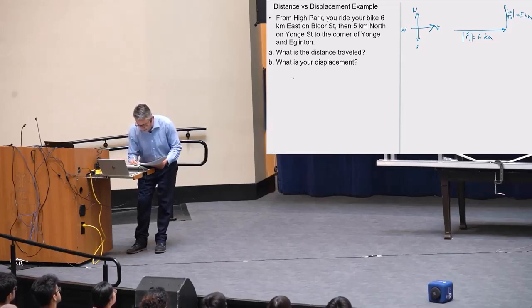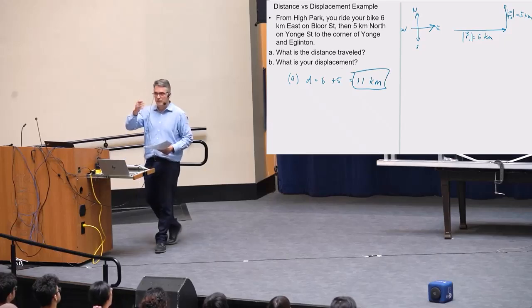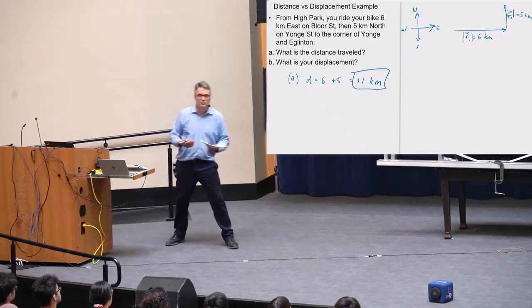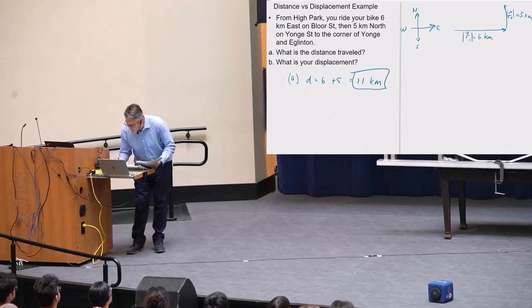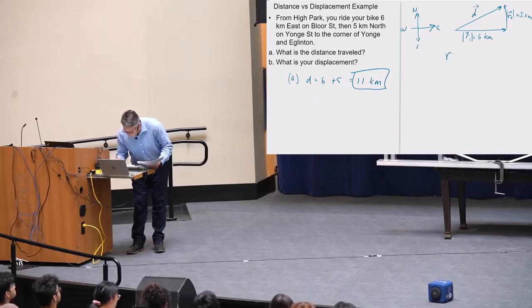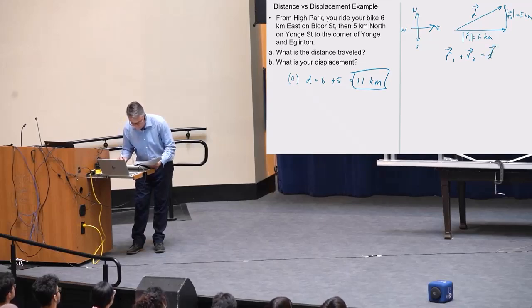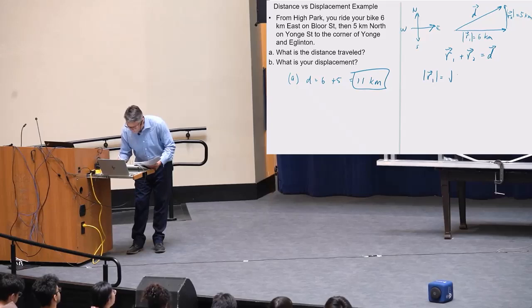So what is the distance you traveled? Well, that's kind of simple. It's just 6 plus 5, 11 kilometers. If I had an odometer on my bicycle that just showed how far it rolled, it would say 11 kilometers. But the question is, what is your displacement? Well, your displacement vector is here. So R1 plus R2 in the vector sense is equal to d, the displacement vector. The magnitude of the displacement is the square root of 6 squared plus 5 squared, so you're going to get 7.8 kilometers.